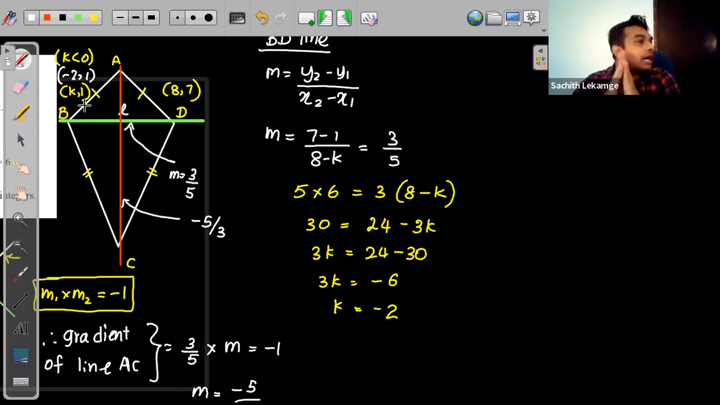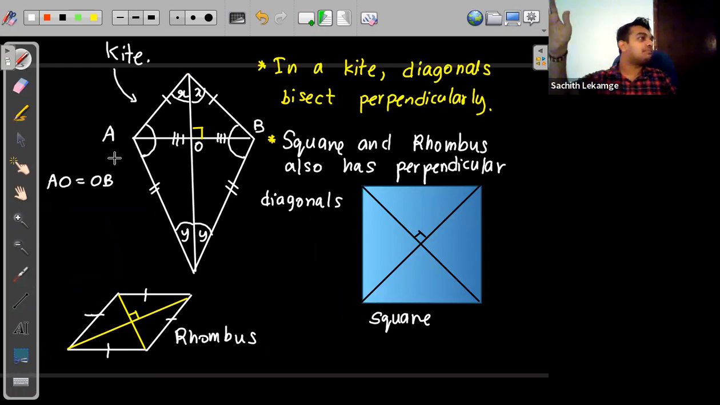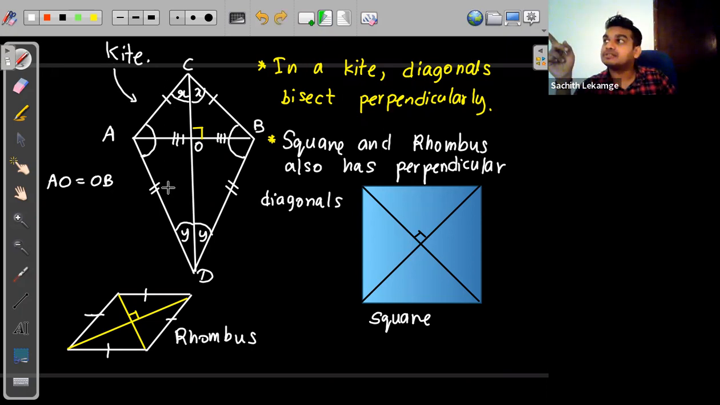Midpoint. Kite. One more thing I forgot. When you draw a kite, this side is equal to this side. One diagonal is bisected by the other diagonal. If this letter is A, if this is O, if this is B, AO equals OB. Remember that one diagonal is bisected by the other. If this is CD, is CD bisected by AB? No. Only one diagonal is divided into two. That is one more property of a kite. Remember how many points I told you about kite? These angles bisecting, these two angles equal, diagonals perpendicular to each other, adjacent sides equal, and one diagonal bisected by the other one.